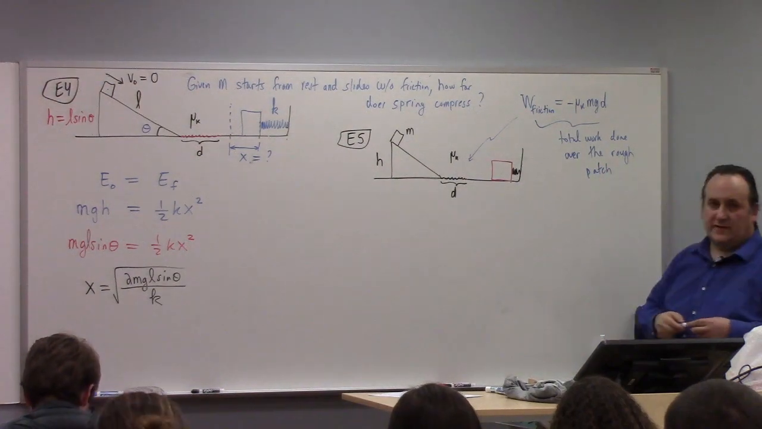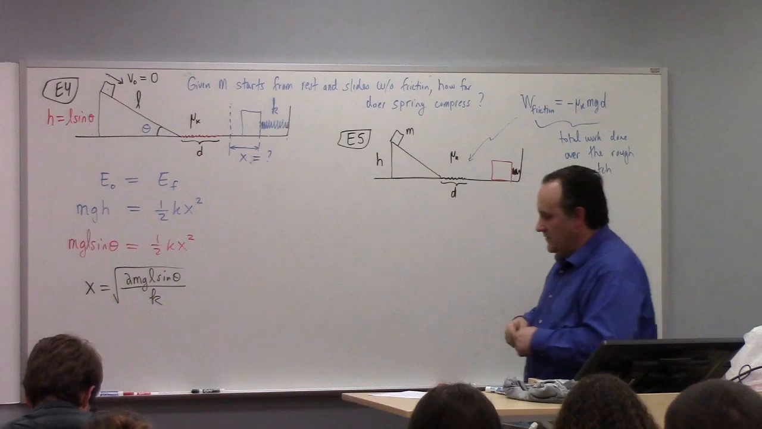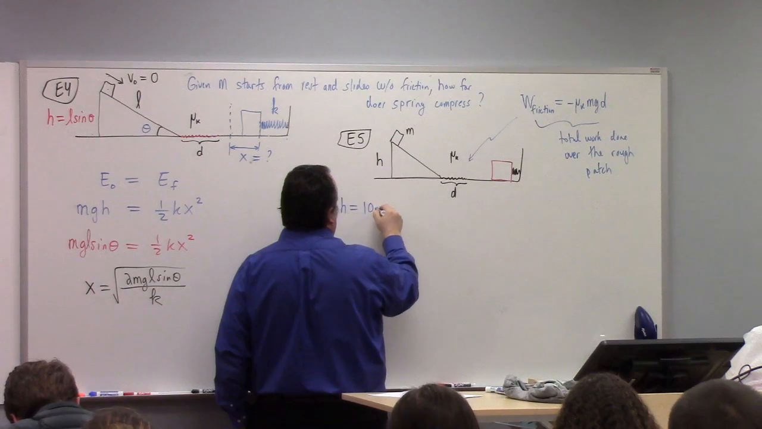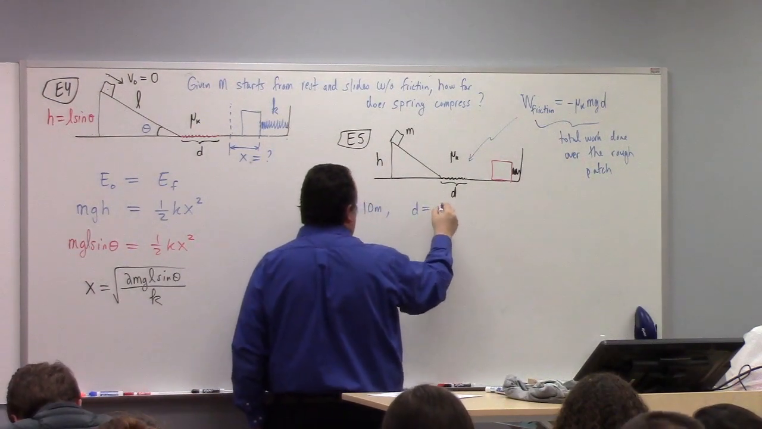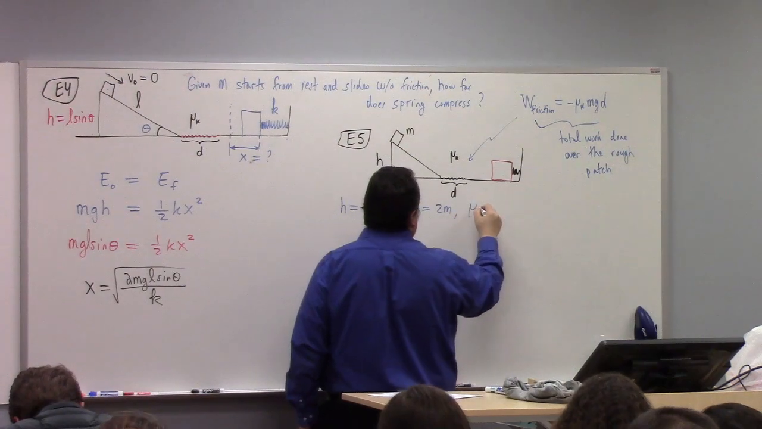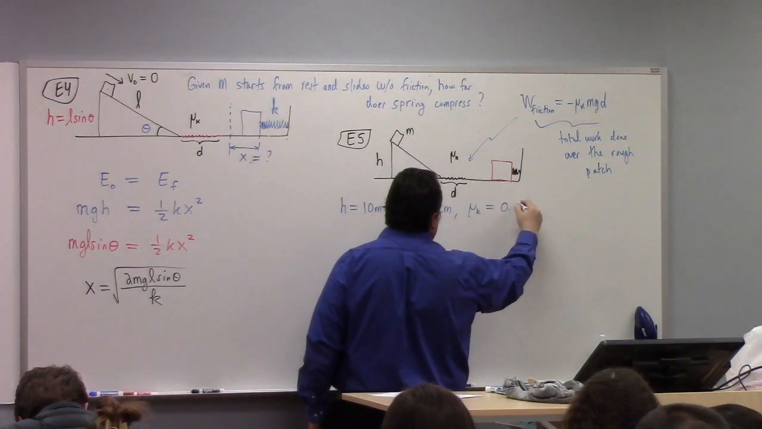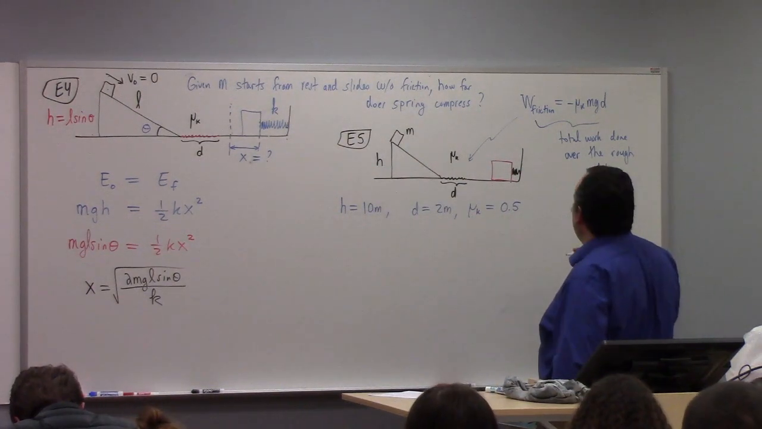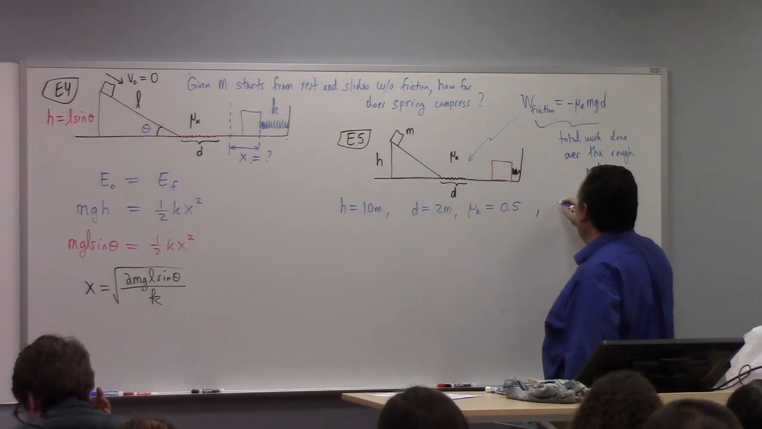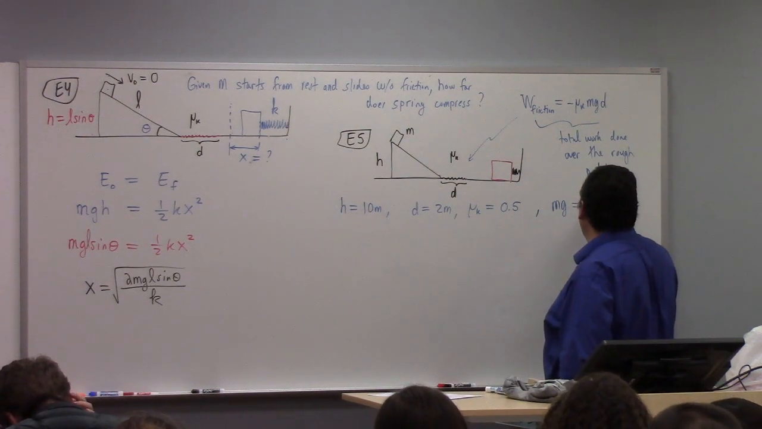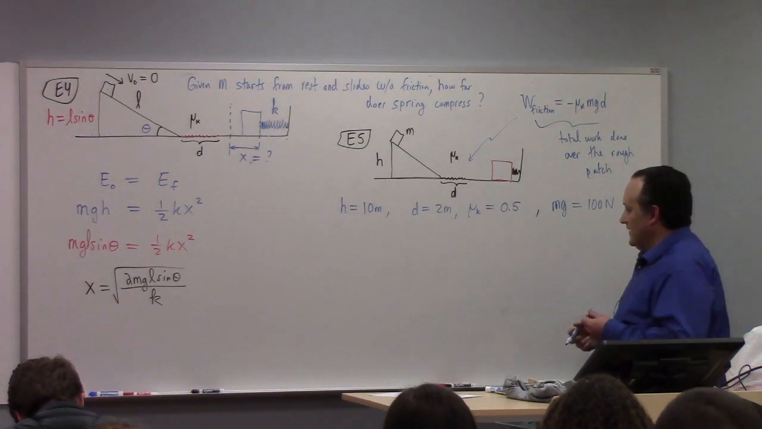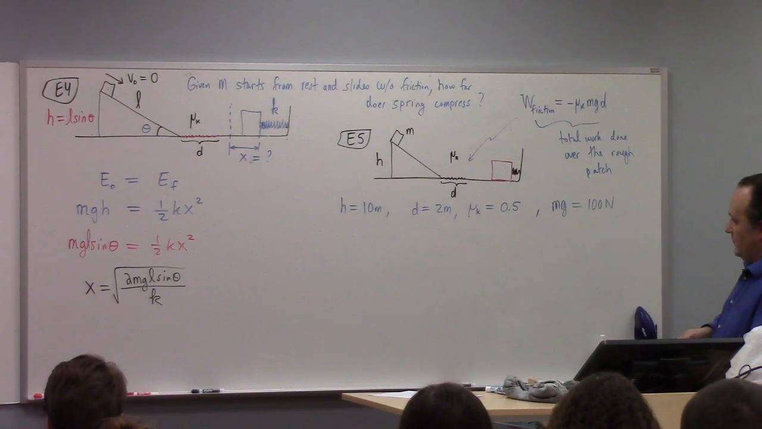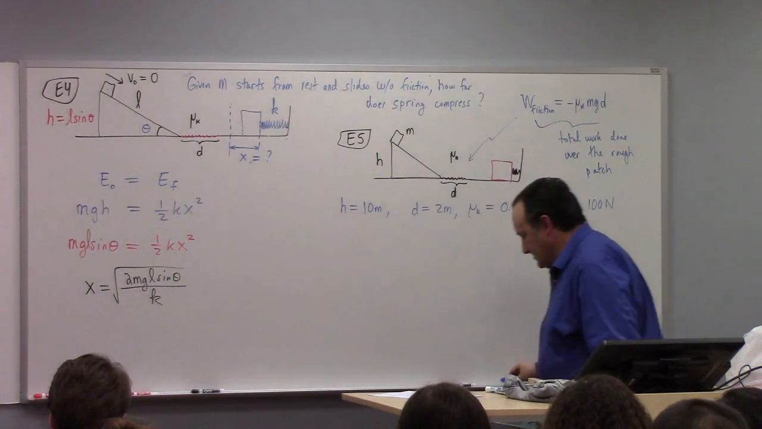Let's put some numbers in so we can make this more interesting. So let's let h be, say, 10 meters. And we'll let d be, say, 2 meters. And the coefficient of friction, let's let it be 0.5. All right? And I guess you guys want me to give you a mass. So let's suppose that mg is equal to 100 newtons, just to make things easy on us. If that's the case, what's the initial energy of the system?